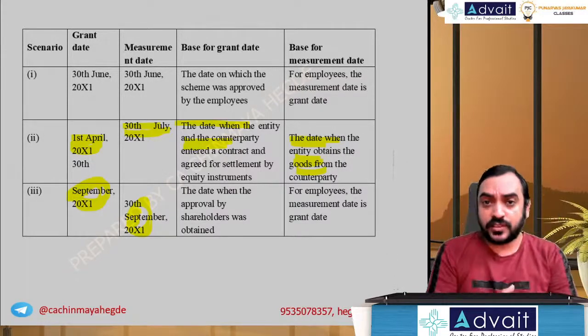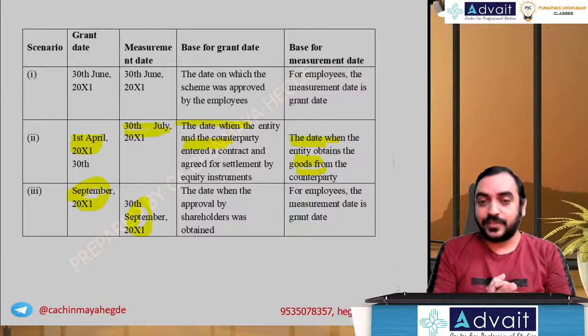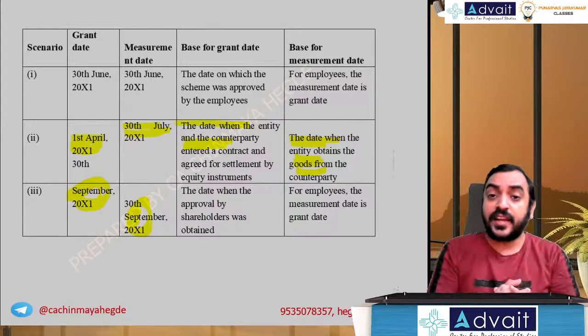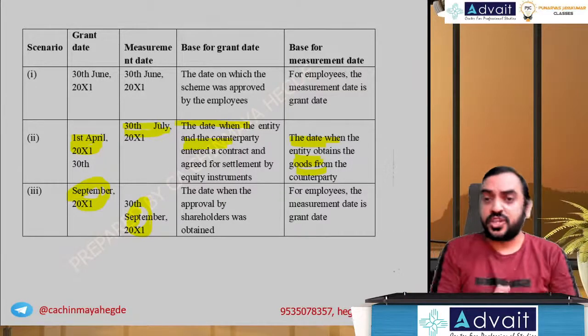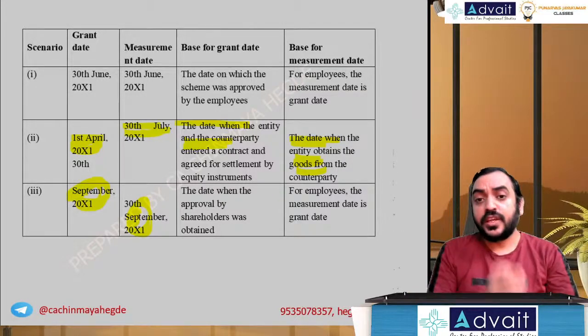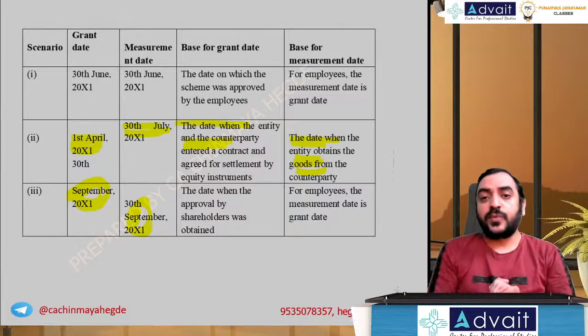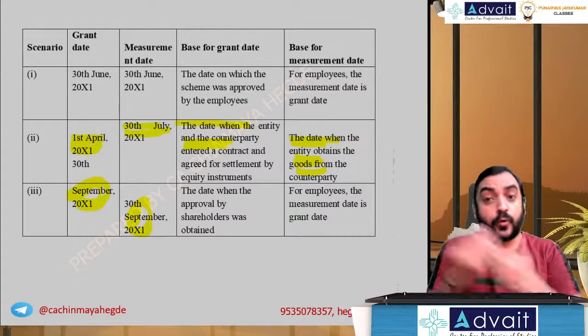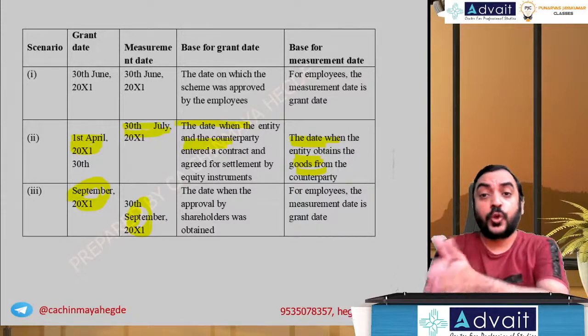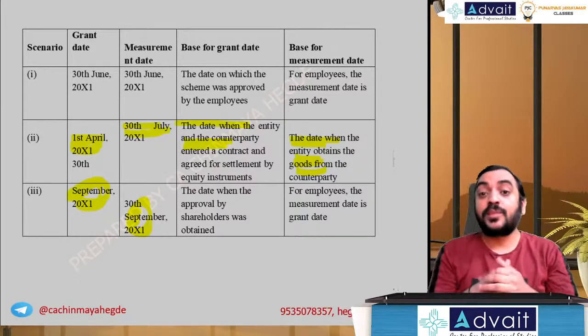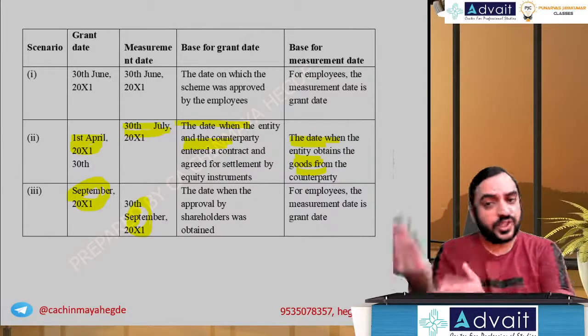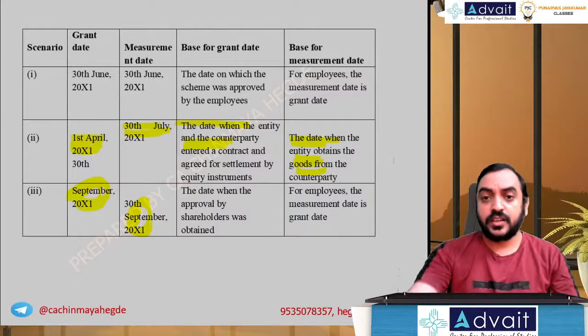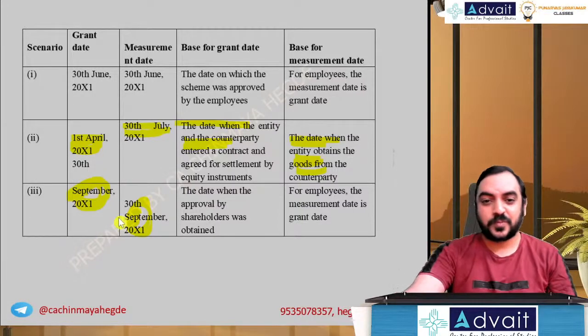For employees, look at the approval date. Approval date is the grant date. Approval date is the measurement date. That is for employees. If it is non-employees, like for providing services, look at the date on which approval took place. Approval is the grant date. And then when the goods are provided or when the services are actually received, on that day it is going to be the measurement date. So only the measurement date differs for employees versus outsiders. That's the learning from this problem. Let's move on.